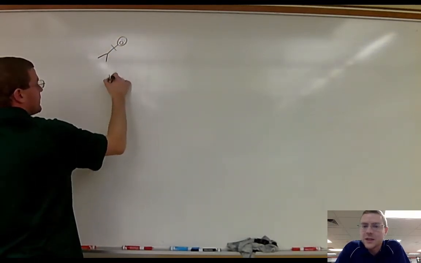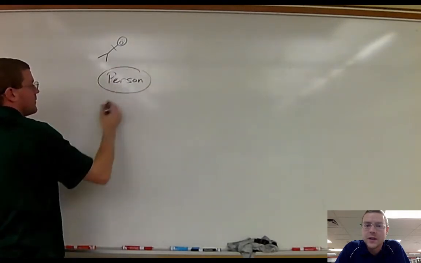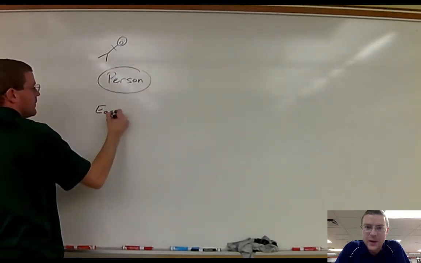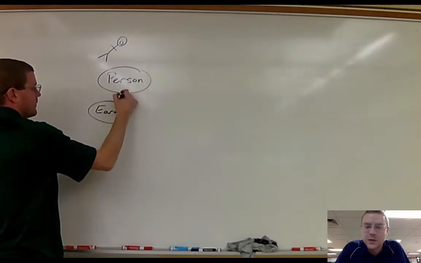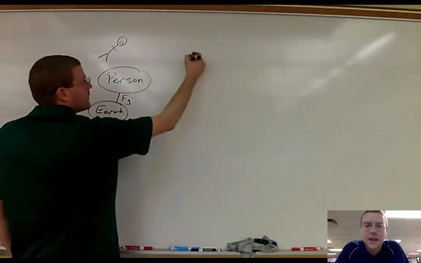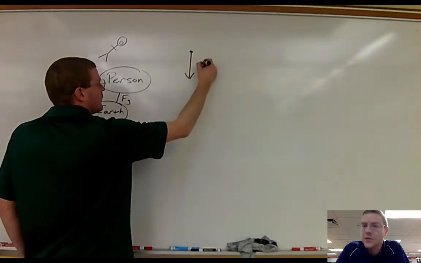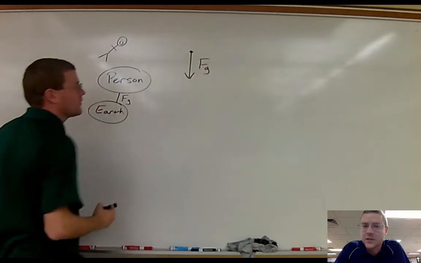In my system schema, I've got a person, and that person is interacting with the Earth. The Earth is attracting them with a force. That force is going to be our force of gravity. As long as I eliminate the air resistance, then I don't have to worry about anything else. The instant you jump out of that plane, the only force on you is a downward force of gravity.